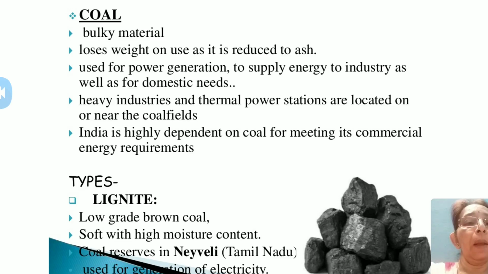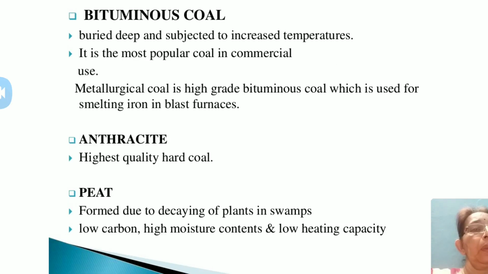Types of coal: Lignite is a low-grade coal. It is also known as brown coal. It is soft with high moisture content. Lignite coal reserves are found in Neyveli, Tamil Nadu. Bituminous coal is buried deep and subjected to increased temperature, and it is commercially very popular. It is a high-grade coal which is used for smelting iron. Anthracite is the highest quality of hard coal.